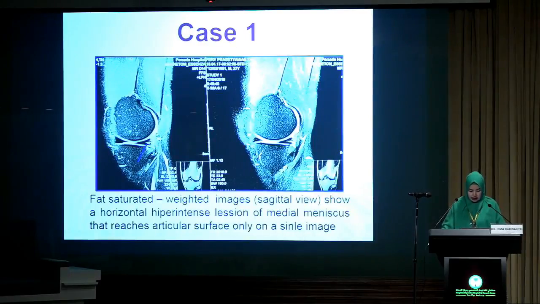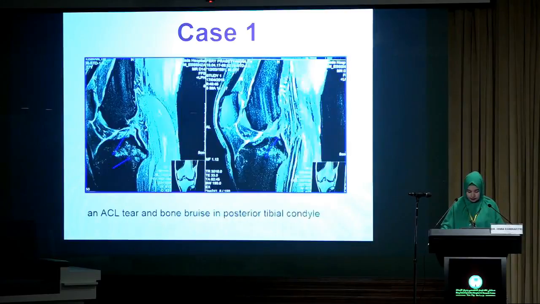The fat saturated weighted image in sagittal view shows a horizontal hyperintensity of the medial meniscus that, in one slice, reaches the articular surface. It is associated with an ACL tear and bone bruise in the posterior tibial condyle.